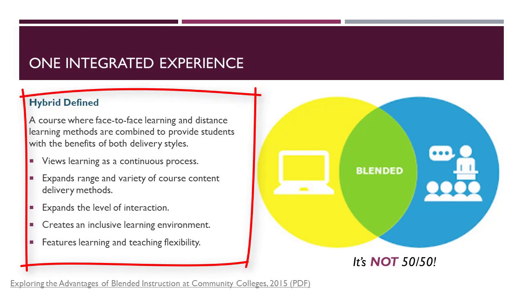A hybrid definition, or a good place to start, is that it's where face-to-face and distance learning methods are combined, and they provide students with the benefits of both delivery styles. You're providing learning activities in an online class that give the student benefits. And research is showing that when a hybrid works, it's viewed as a continuous learning process, and it allows you as an instructor to really put a variety of course content in your class.